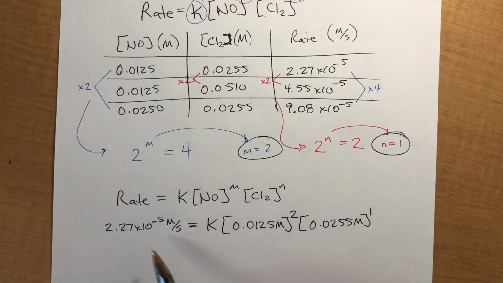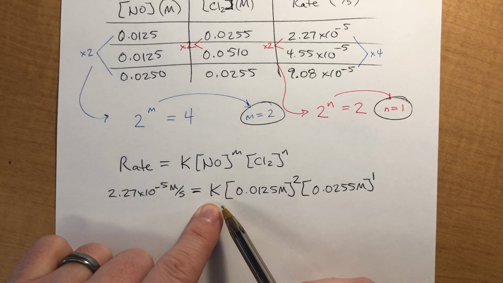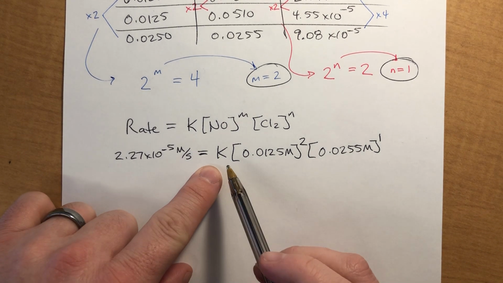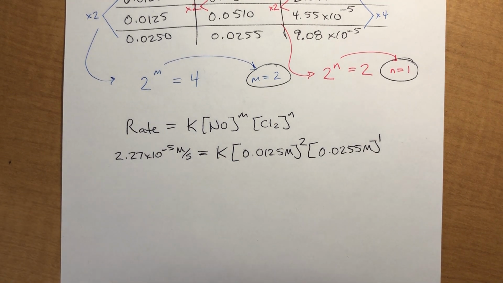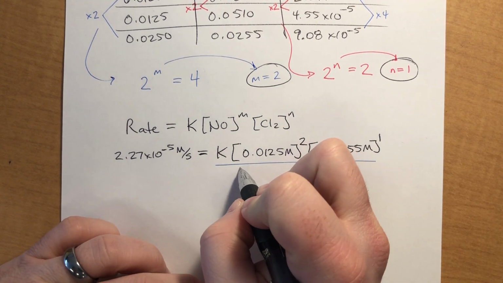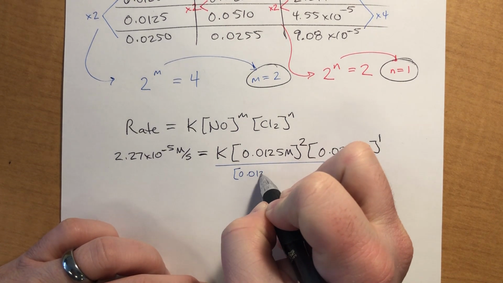Well, we have everything plugged in except for k. We just rearrange and solve for k. So, for algebra's sake, I guess I'll show my work. Do my work in blue here. What we would do is divide out what we can.